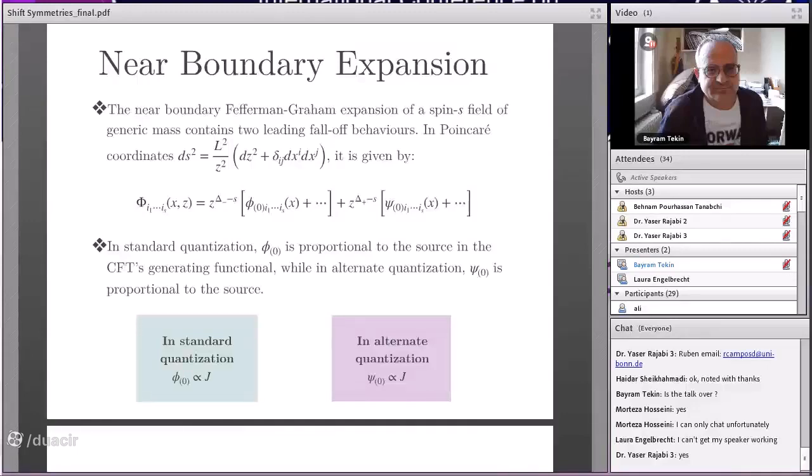This is supposed to be for a spinning field, and for this discussion we only need to consider the component of the field that doesn't have any z-directed pieces, because they are related to this piece by the equations of motion and the constraints. So in standard quantization, phi 0 is proportional to the source in the CFT generating functional, while in alternate quantization, it's psi 0 that is proportional to the source.